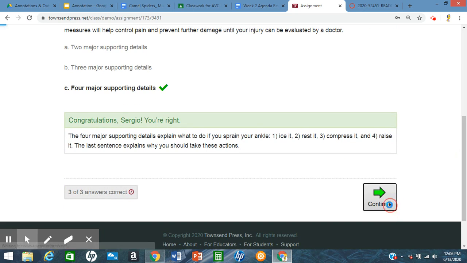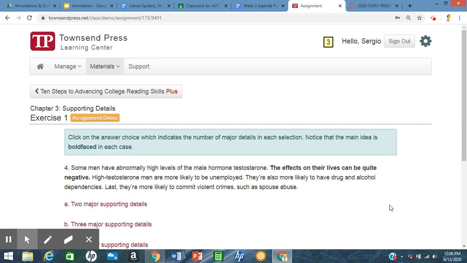Last practice. Some men have abnormally high levels of male hormone testosterone. The effects on their lives can be quite negative. High testosterone men are more likely to be unemployed. They are also more likely to have drug and alcohol dependencies. Last, they are more likely to commit violent crimes such as spouse abuse.